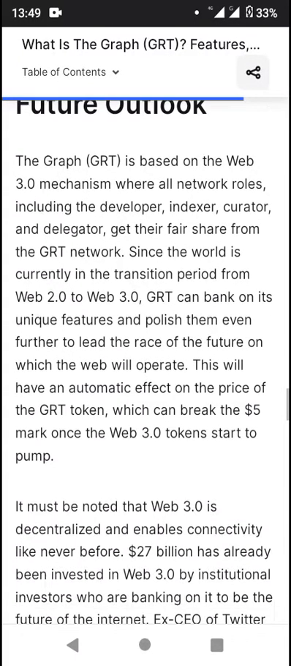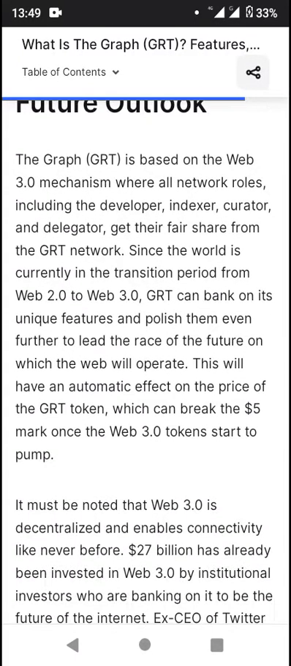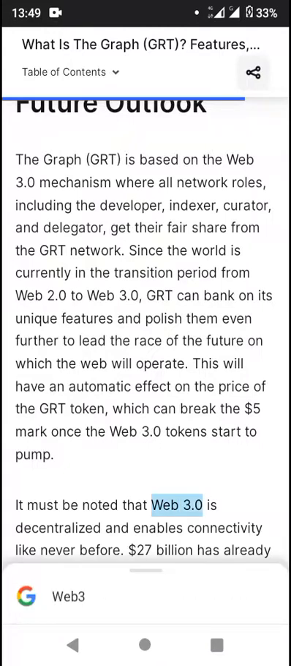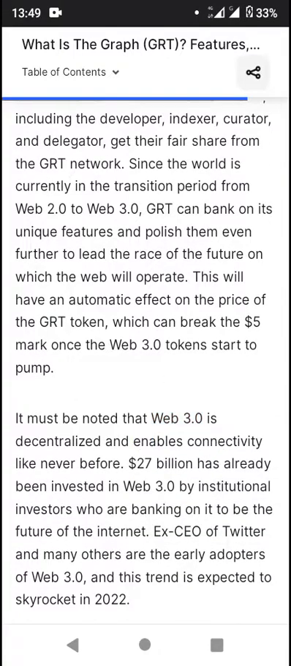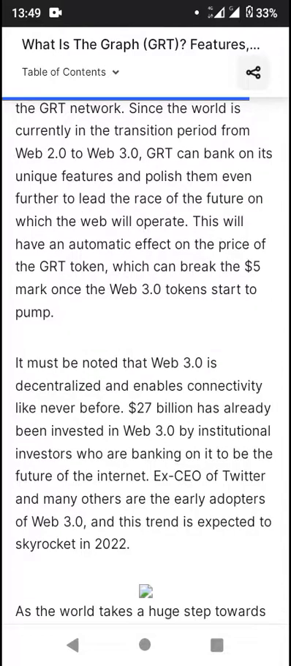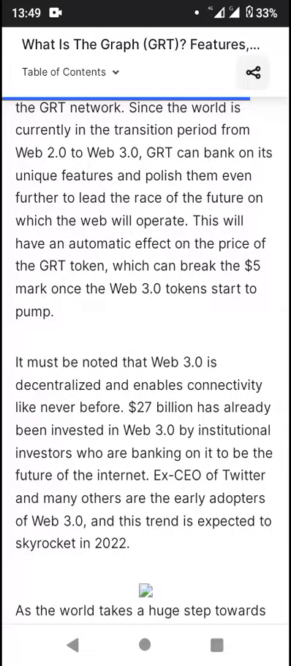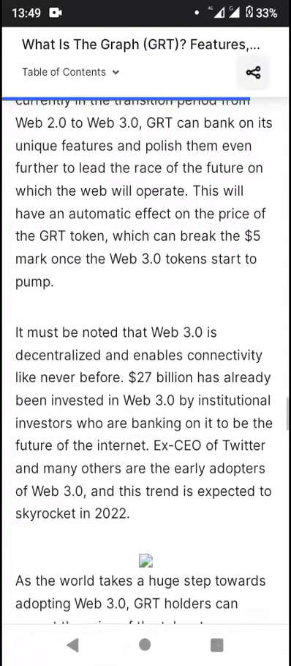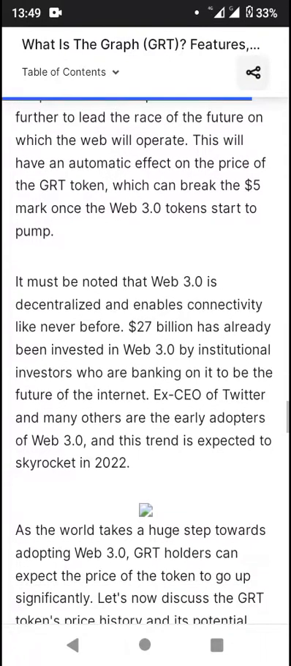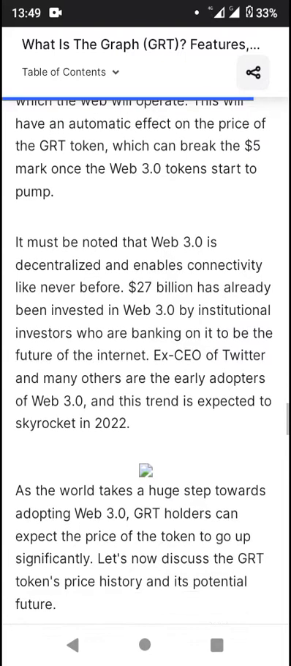Then, The Graph token price prediction and future outlook. GRT is based on a Web3 mechanism where all network participants, including the developer, indexer, curator, and delegator, get their fair share from the GRT network. Since the world is currently in the transition period from Web 2.0 to Web 3.0, GRT can bank on its unique features and polish them even further to lead the race of the future on which the web will operate. This will have an automatic effect on the price of the GRT token, which can break the $5 mark once the Web 3.0 tokens start to pump.